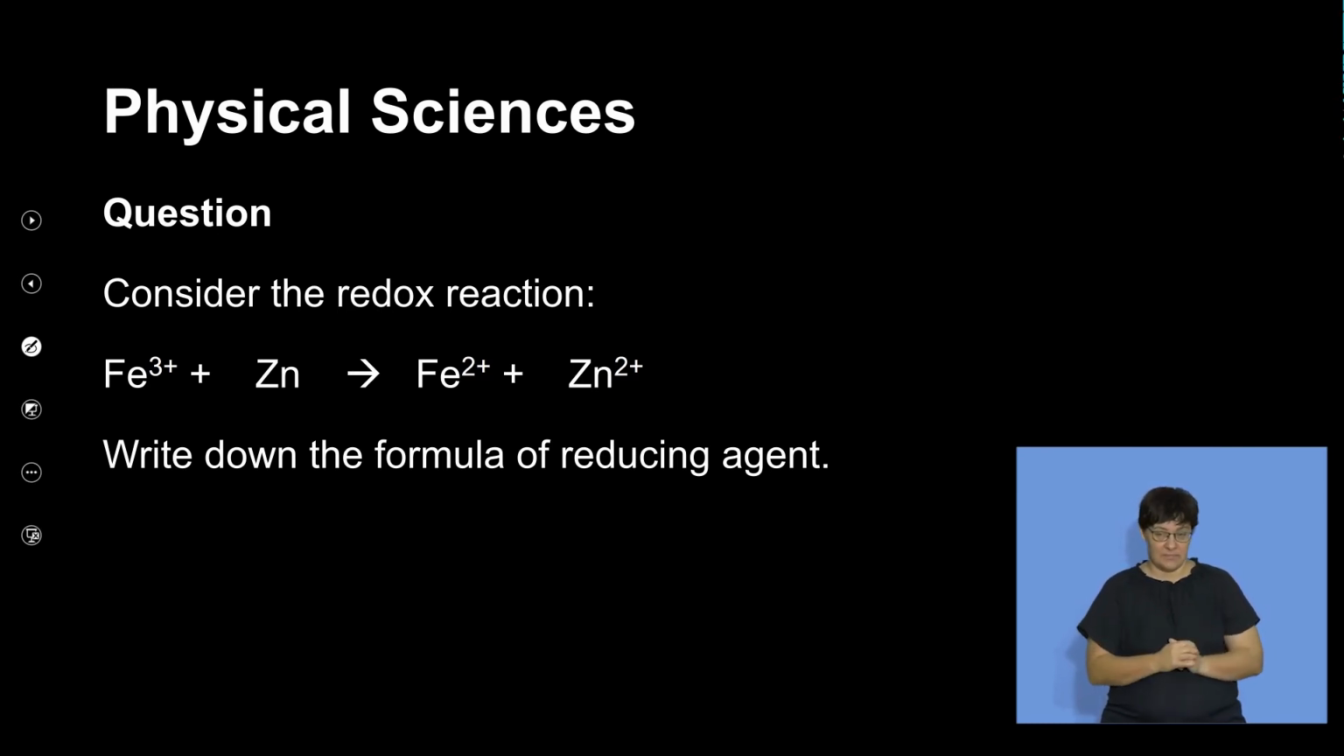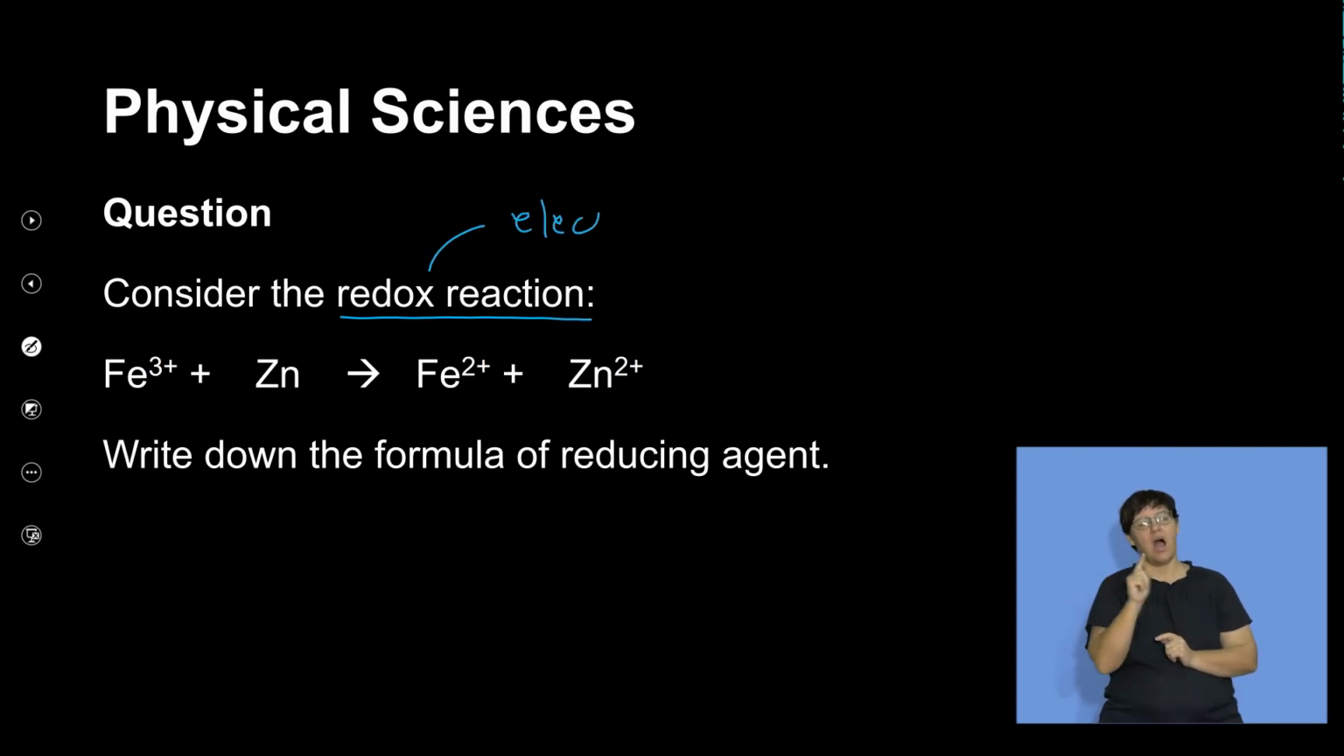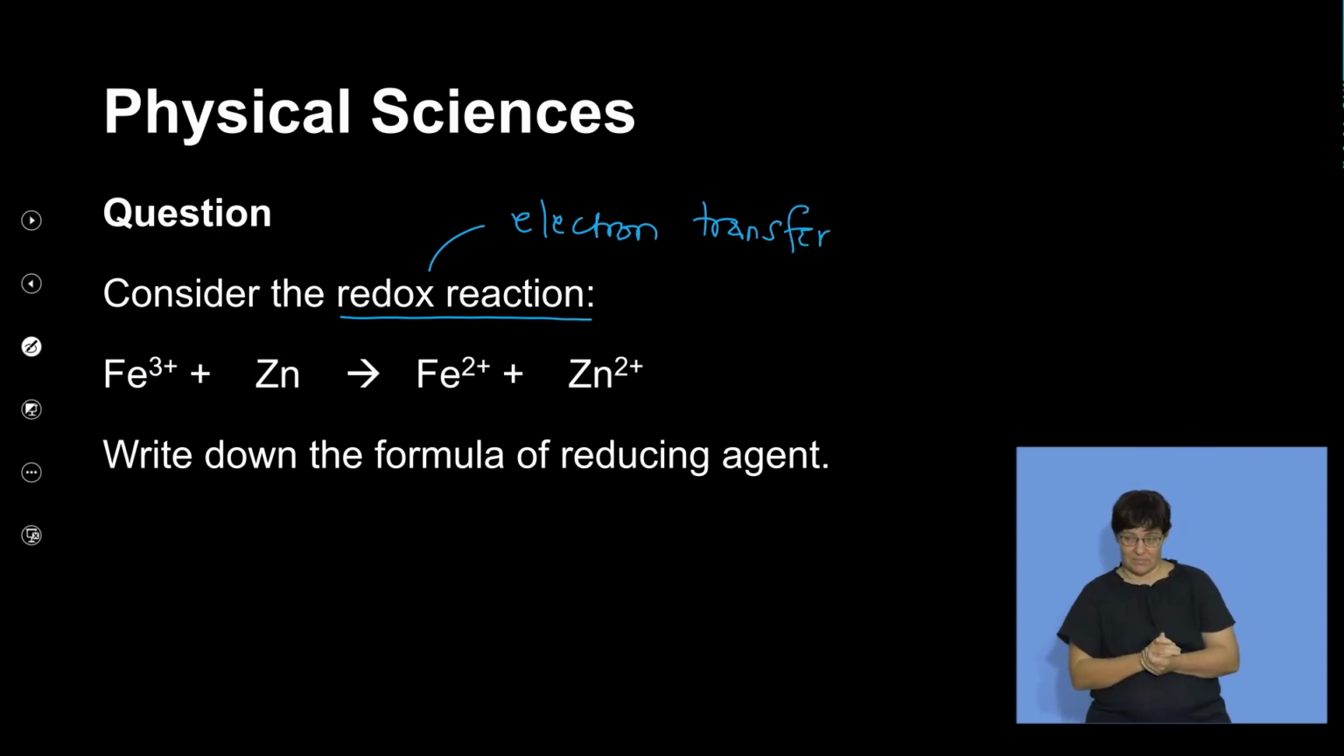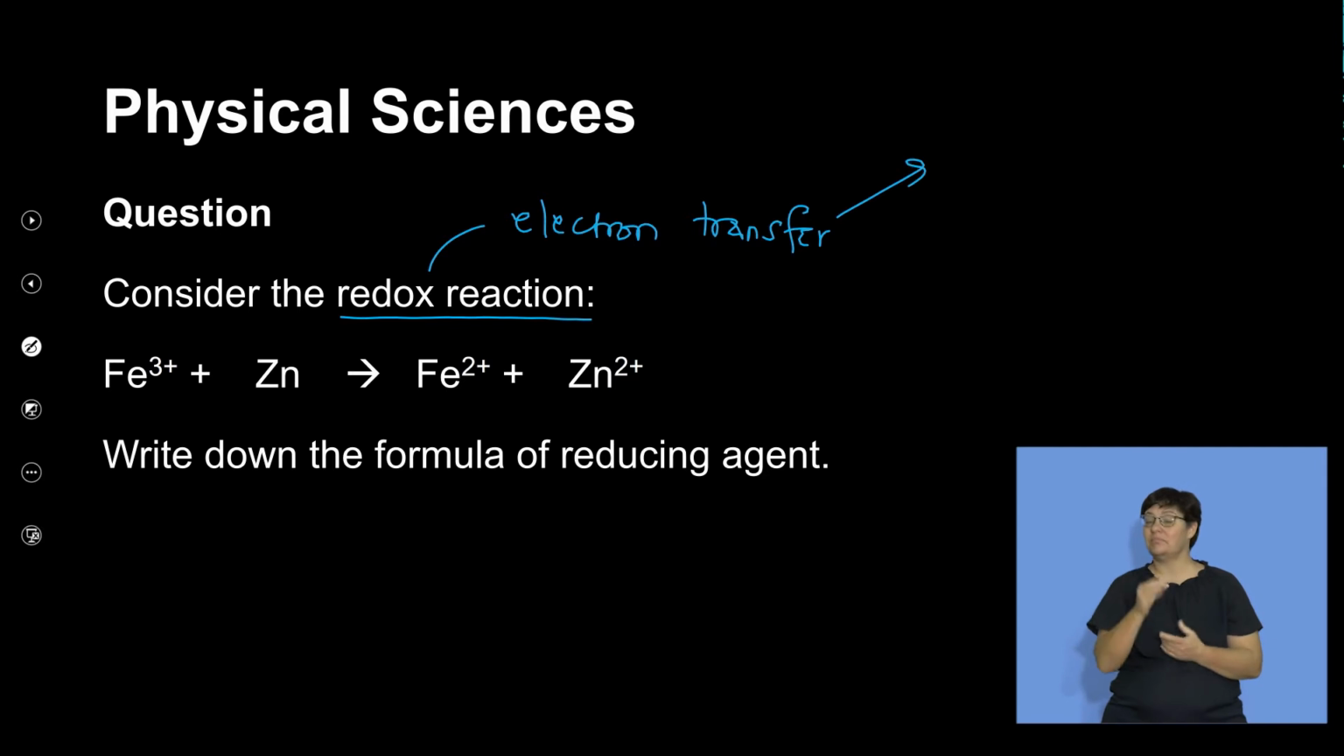So here is another typical question which says, consider the redox reaction which is given below. The moment it says redox, let's think of it in terms of electron transfer, which has to do with the loss as well as the gain of electrons. So that schematic representation becomes very key. It says here, write down the formula, and I'm going to underline the term formula, of the reducing agent.